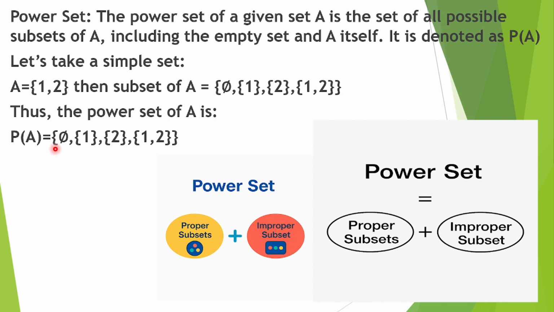For example, these three sets are called proper subsets as I have told, and this is the improper subset. So proper subsets plus improper subsets is equal to the power set.